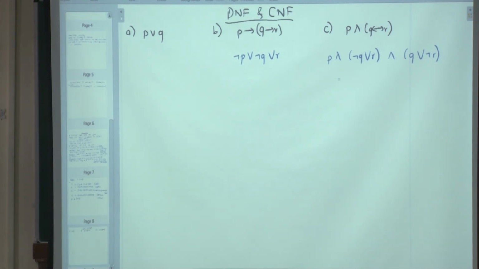P conjunction Q conjunction R, disjunction P conjunction negation Q, conjunction negation R.